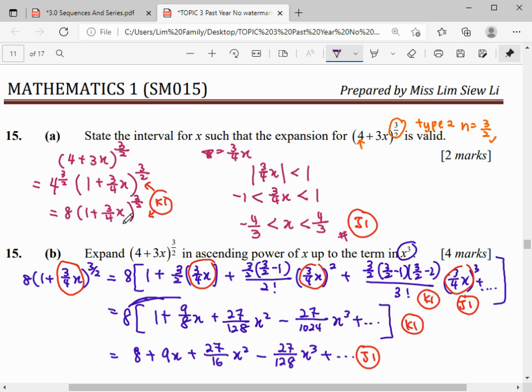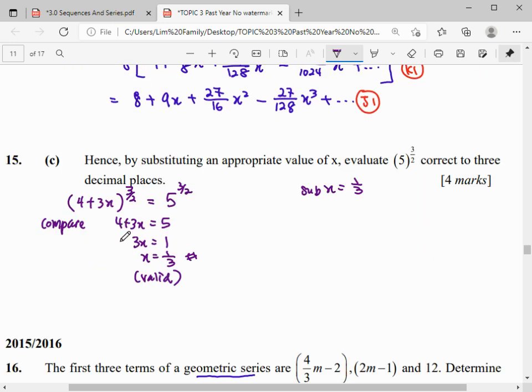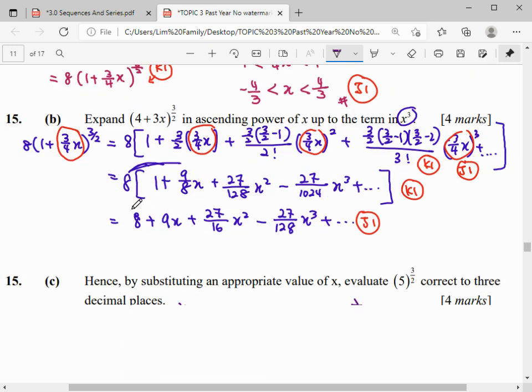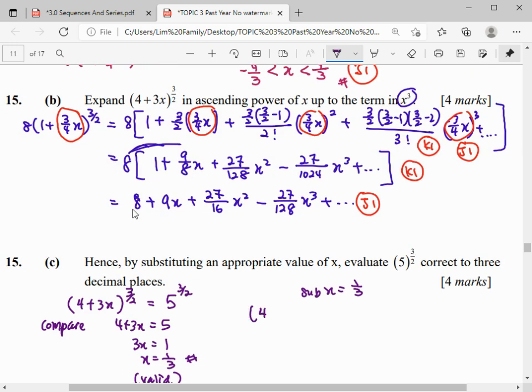But when you want to expand, just now I used this form of the binomial expansion. When I compared just now, I used 4 plus 3x, so I will use this title back at my left hand side: 4 plus 3x to the power of 3 over 2. At the right hand side, I will take this expansion. So you substitute both sides. For x, we substitute x equals 1 over 3.